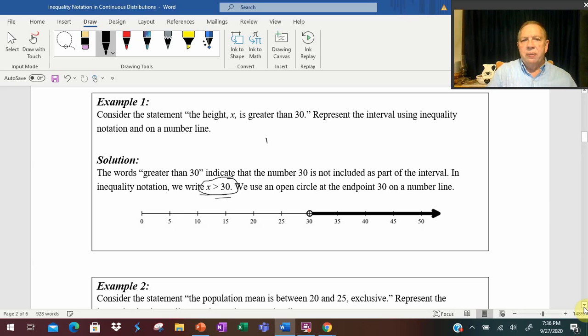So later we're going to talk about what's the probability of x being greater than 30. So we would want that interval in there. Anything in there, any of those numbers, what would be that probability of them being in there?